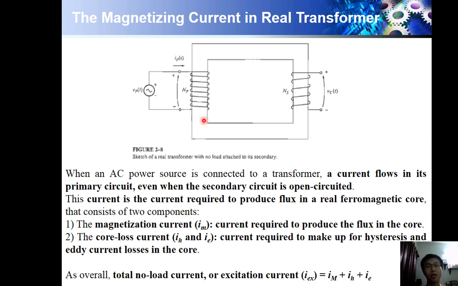This current is the current required to produce the flux in a real ferromagnetic core, and it consists of two components. One is the magnetizing current, IM, the current required to produce a flux in the core, and also the core loss current, IH and IE, which is the current required to make up for hysteresis and eddy current loss in the core. Overall, the total no-load current or excitation current IEX equals IM plus IH plus IE.